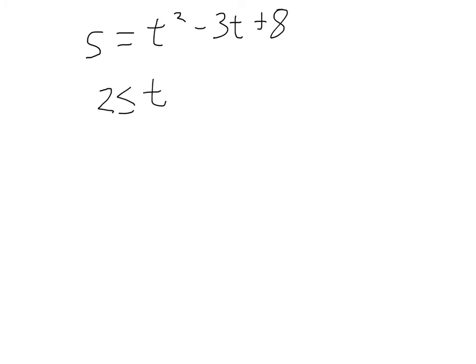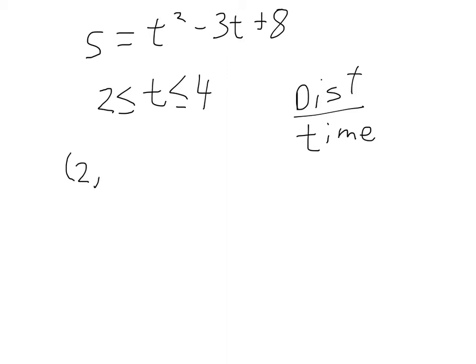Moving right along, number 4 gives us the position function, s is equal to t squared minus 3t plus 8. And it wants to know the average velocity between 2 and 4. To find the average velocity, we need total distance over total time, which is again just a slope formula. So we plug 2 into the function and we get 6 out. We plug 4 into the function and we get 12 out.